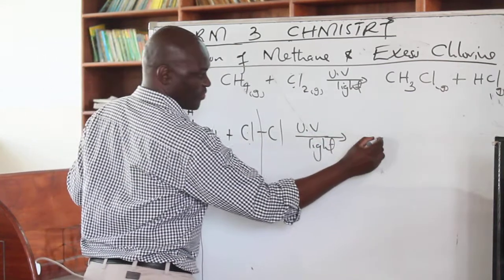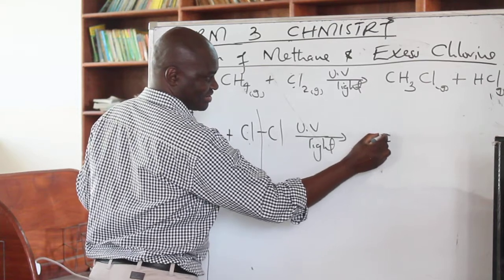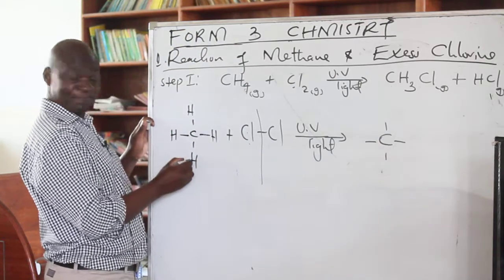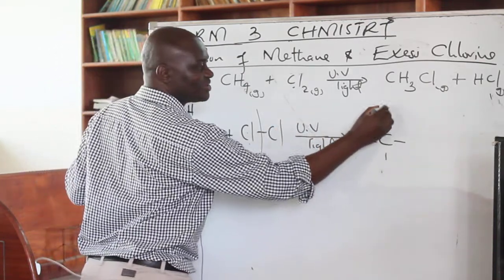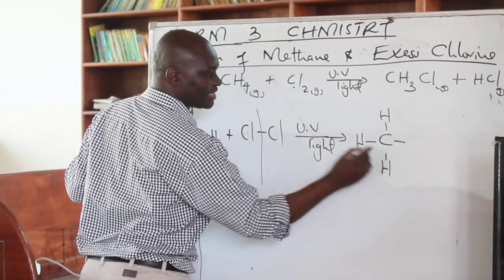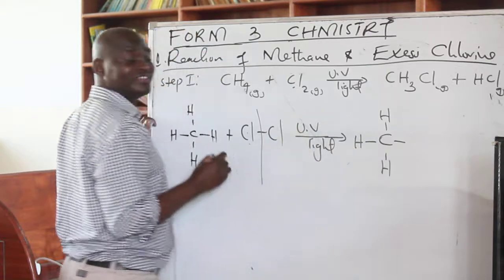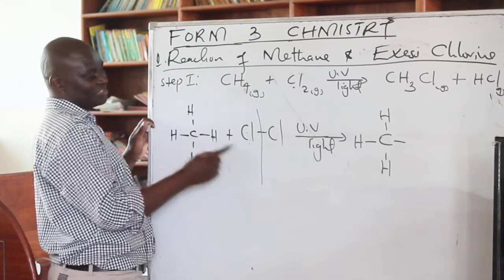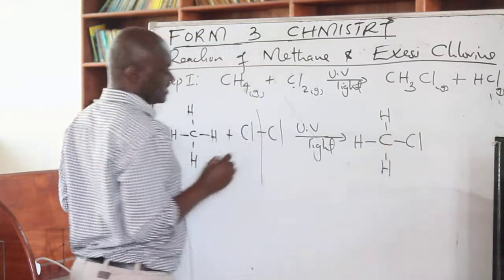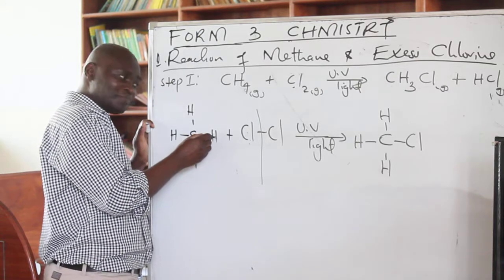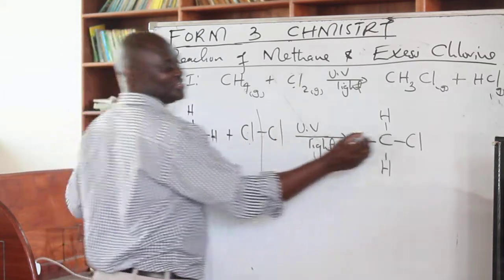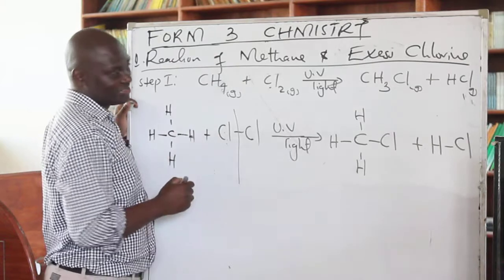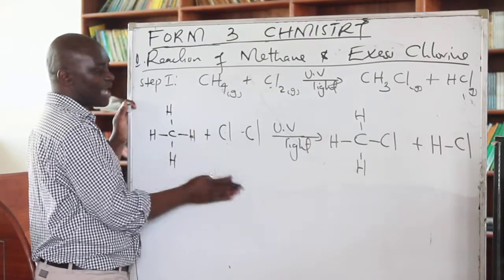So we have this. So these three hydrogens will remain intact. Then one chlorine will come and substitute, replace this hydrogen. So instead we'll have chlorine. And finally, this hydrogen will combine with the remaining chlorine to form hydrogen chloride. So that is what happens.